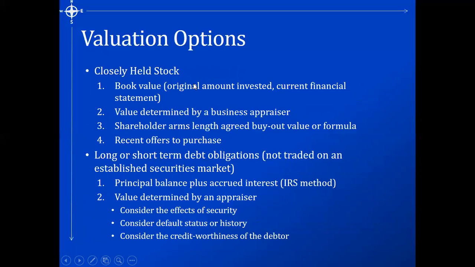So there are a bunch of different options depending on the type of asset that we're talking about, and I'm sure that many of you are familiar with these, but I'll just review them quickly. Of course, if you're talking about closely held stock, there's always the book value, and that could be the original amount that's been invested, or it could be the book value of the corporation or whatever your interest in it is under current financial statements. Now, the original investment amount is going to be less and less accurate as time goes by. So as time goes by, you're more and more going to be relying on current financial statement information.